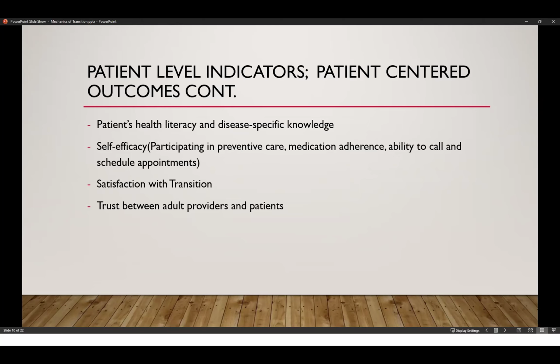And then satisfaction with transition. The patient will let you know how this went. Went well, it didn't go well, are all indicators. And then trust between the adult provider and patient, very, very important. If the patient doesn't have trust with the provider, of course, they are probably not going to even go to these health facilities. And that will let you know the transition wasn't successful. Next slide, please.